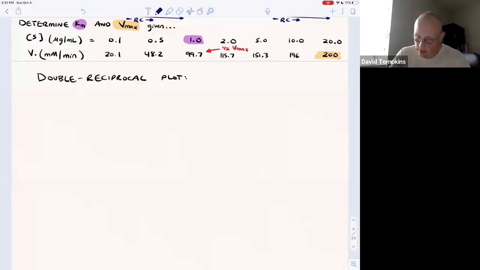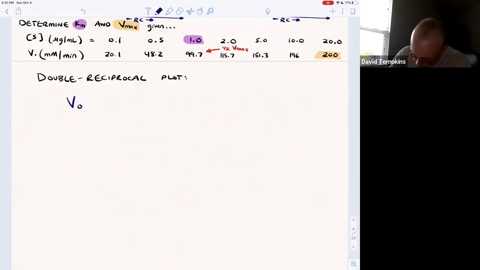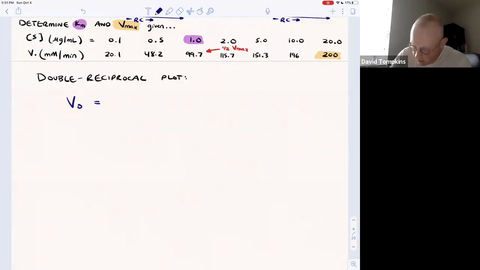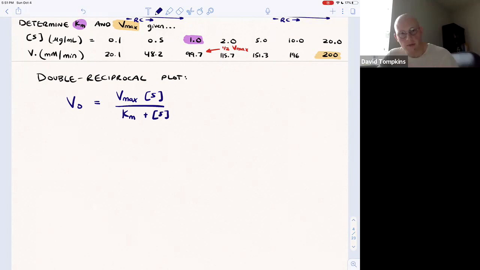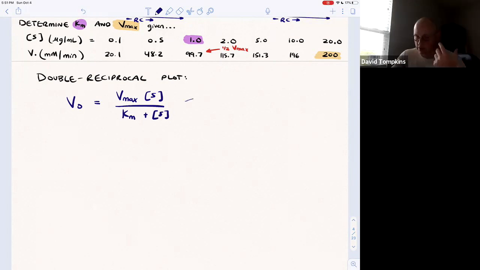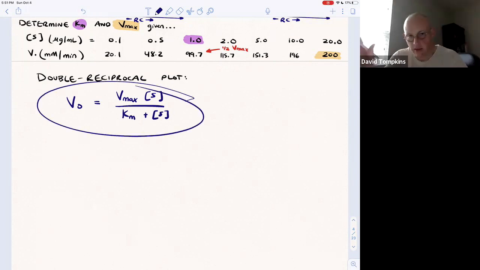Okay, so once again, the equation that related those was V naught. And we're going to use this next to talk about some double reciprocal plots and inhibition modes. So Vmax is proportional to V naught, and so is the substrate concentration, and then Km and substrate on the denominator here. So the problem with trying to model inhibition with this equation is that it's not linear.